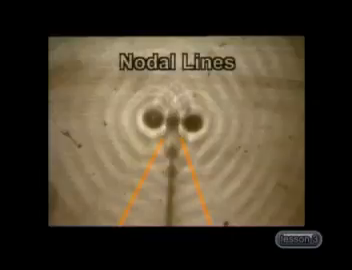This constructive interference also takes place along regularly spaced straight lines that radiate outwards from the source. We can draw lines on the diagram to show the regions of constructive interference. These lines are called nodal lines.